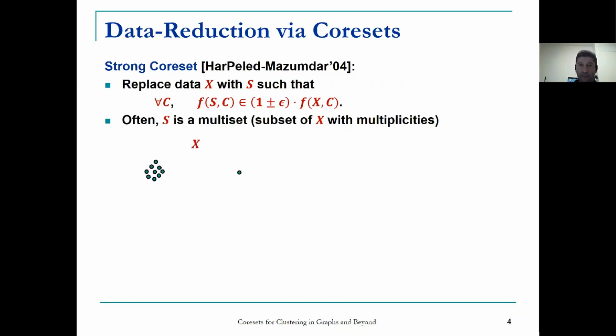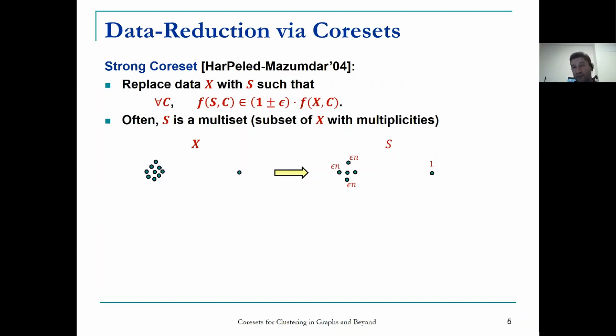So here is a simple illustration. Suppose you have an original data set X. We have n minus 1 points clustered and 1 point far away. Then intuitively, it makes sense to replace that cluster with 1 point of weight or multiplicity n minus 1. And that point that is far away, there is not much you can do. And you can prove that this works well.